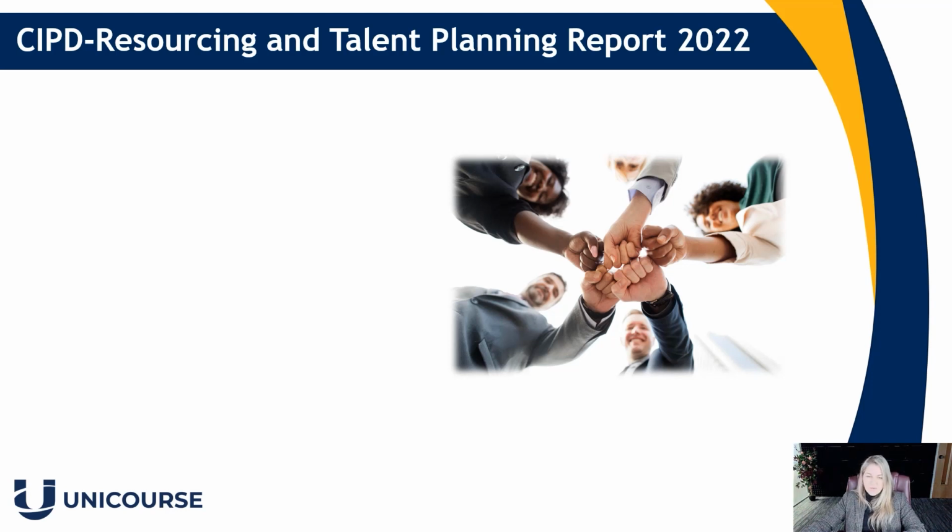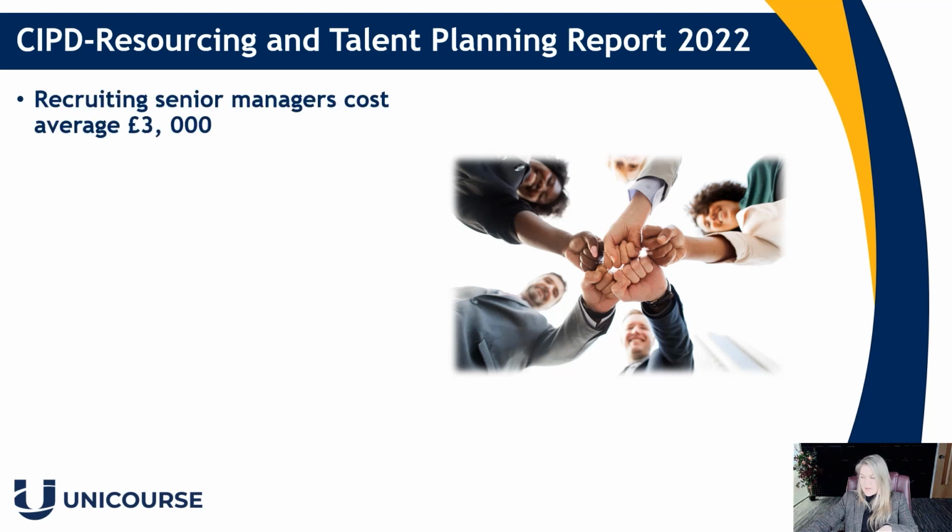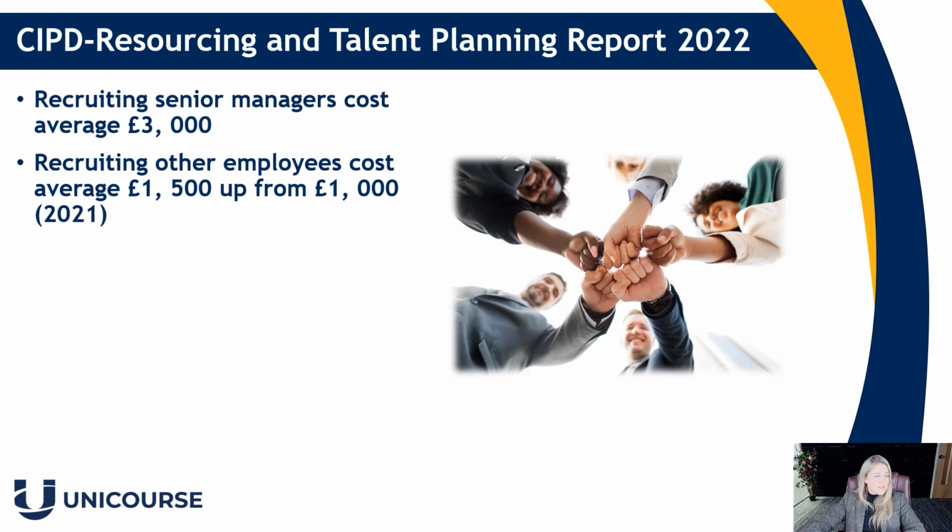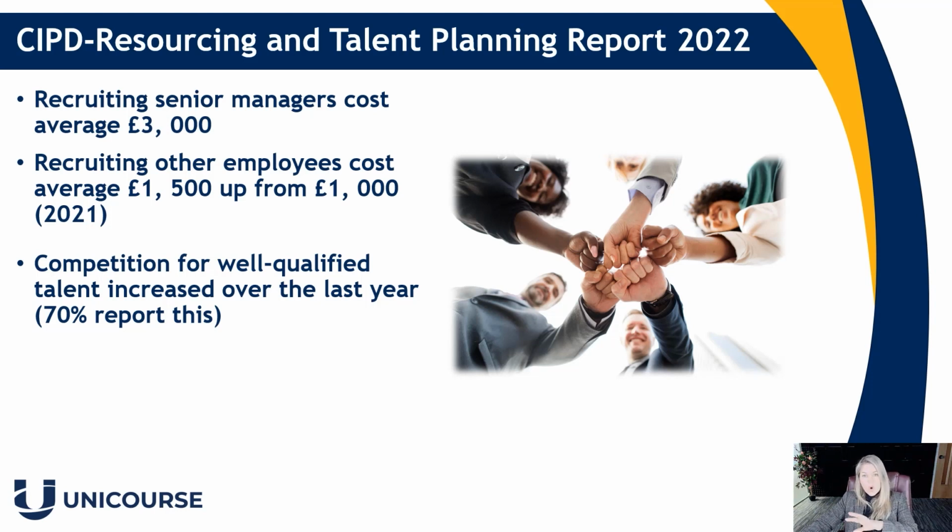I've provided some stats in here, and I've also provided this resource, the full report, on Moodle for all of the recruitment and selection associated units as well. There's really good stats on this, and it only came out in April 2022. So recruiting senior managers cost an average of £3,000, and that's about the same as last year. But recruiting other employees has gone up. It's now £1,500. It was £1,000 in 2021. Competition for well qualified talent increased over the last year by 70%.